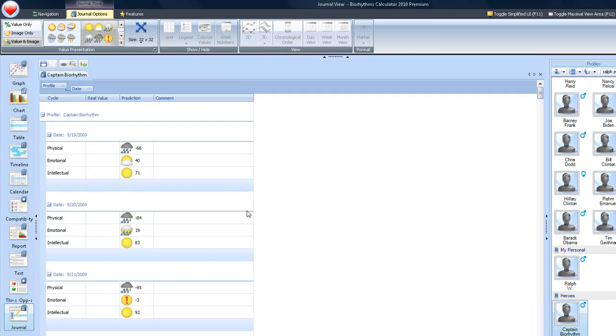The journal gives you the ability to type into the square what actually happened on that day. So I can say, I felt sick that day. Here, I was very emotional.